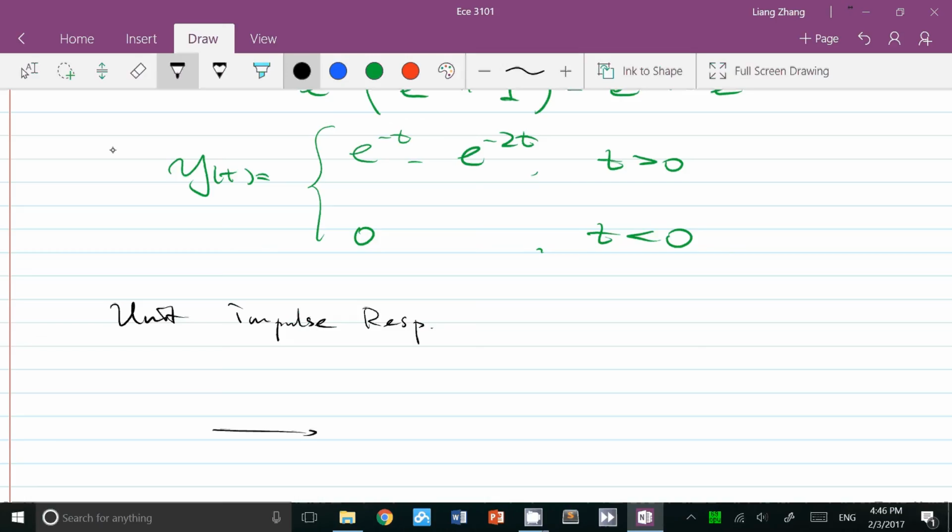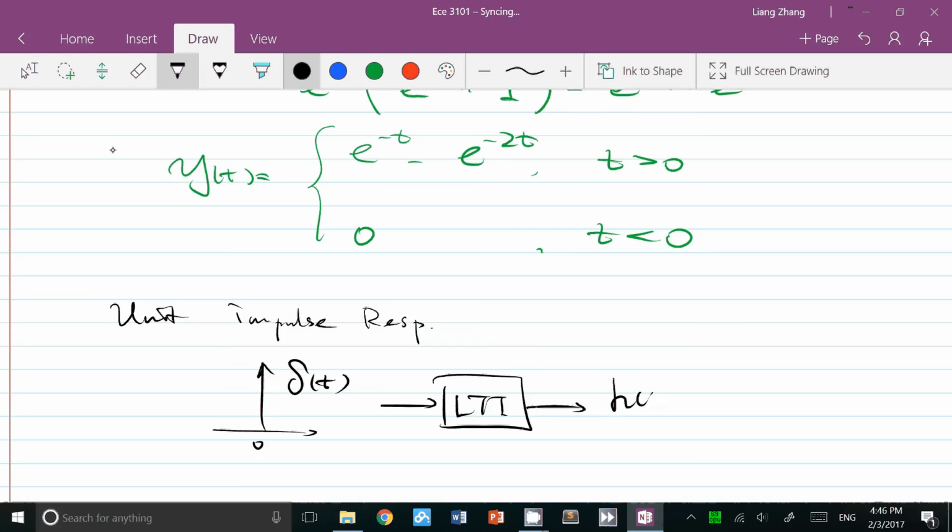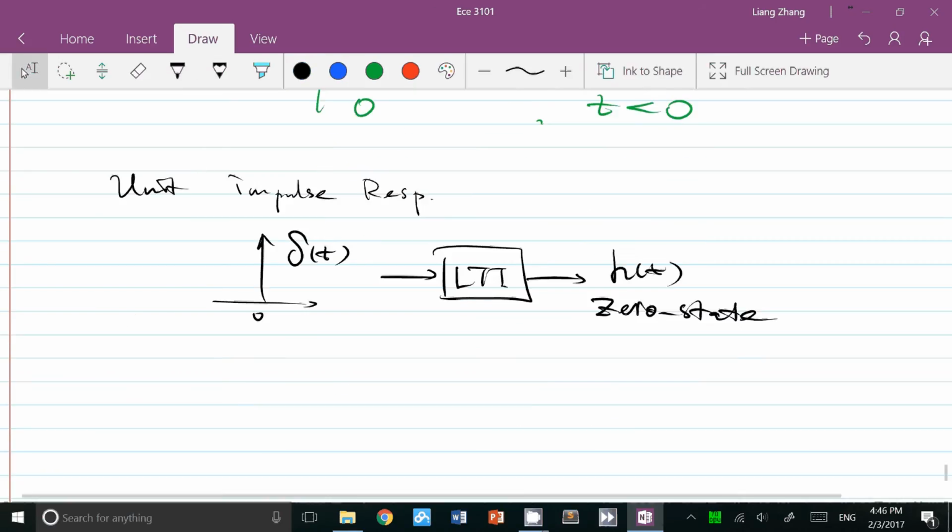So this is what we have. We have a delta function. You send it to a linear time invariant system. Assuming zero state, then the response will be your h of t. Assuming zero state. A few questions will follow.